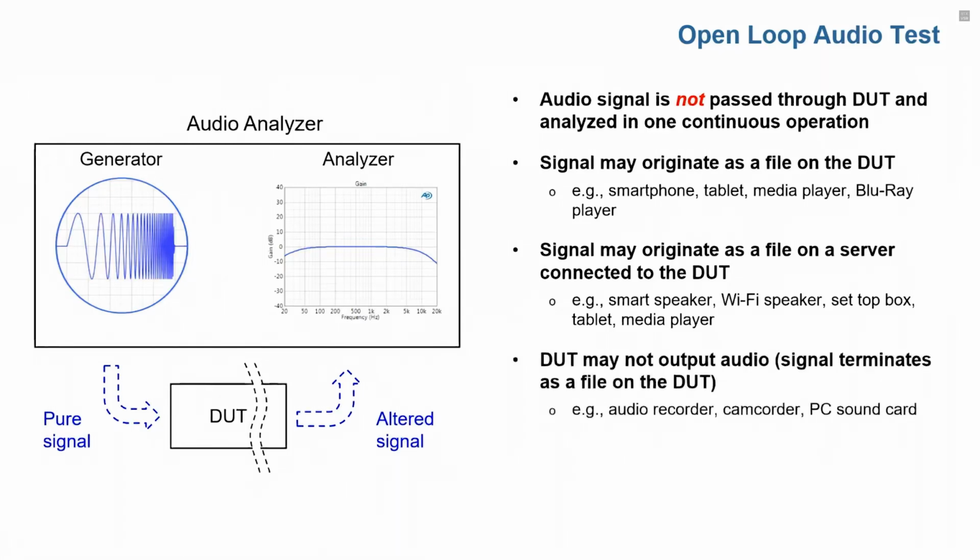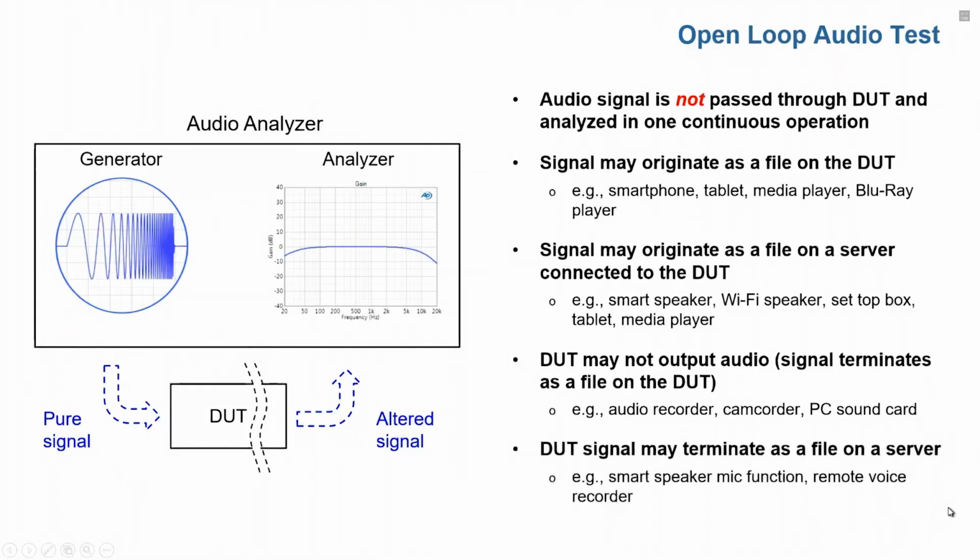Or in the case of a recording device, the device may not output audio at all. Rather, the signal terminates as a file on the device under test. An example of this would be an audio recorder, a camcorder, or a PC sound card. In another case, the signal from the DUT may terminate as a file on a server. This would be, for example, the command function of a smart speaker, its microphone function, or a remote voice recorder.